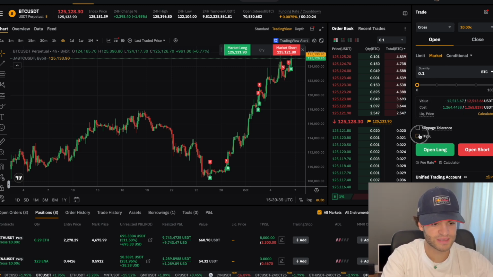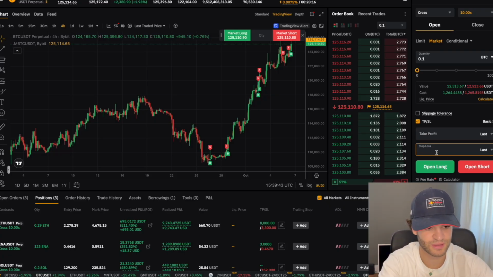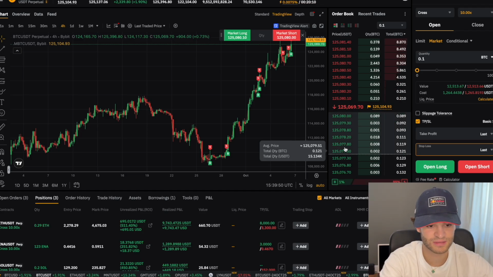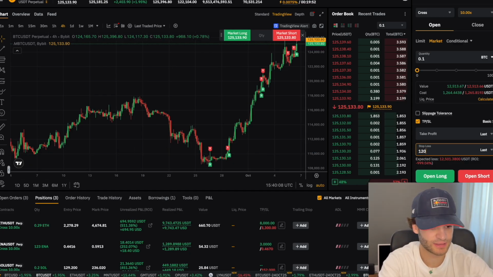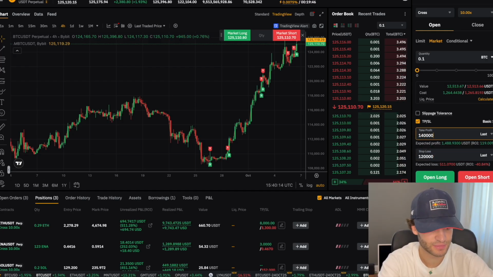And then you can set your take profit here. You can set your stop loss here. For example, if we are to go long right now, which by the way, I would never do. I would never long Bitcoin at 125,000 after longing it at 107. On the stop loss, you can set whatever number and it will tell you your expected loss, and your take profit, same thing. And then simply you press open long.